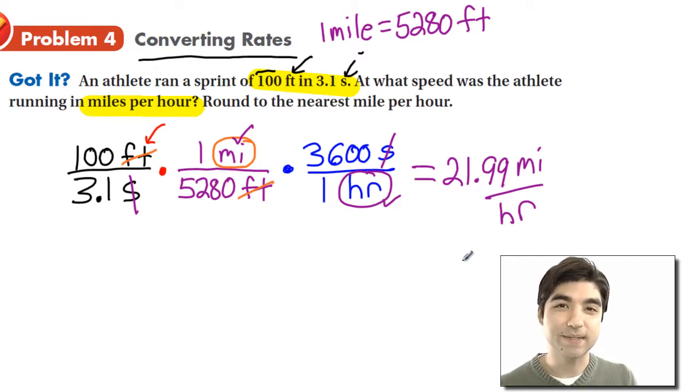So that athlete is running super fast. What, cheetahs can run 60 miles per hour? So we're not as fast as cheetahs, but that's pretty darn fast. That's like Usain Bolt fast.